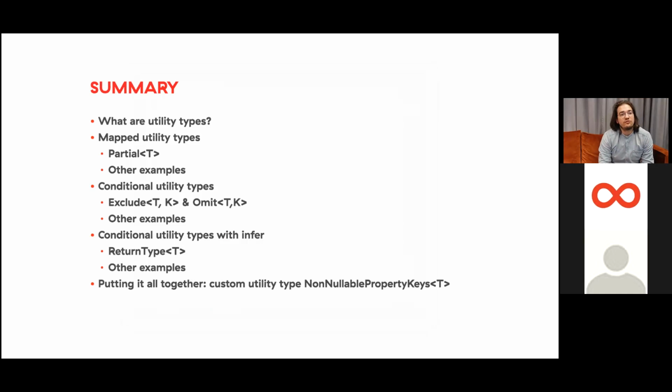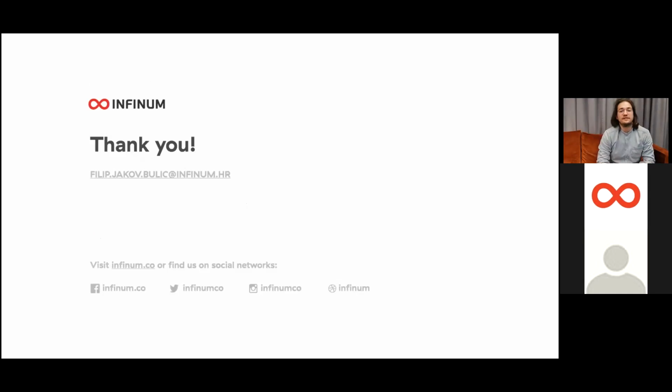So we've been through what utility types are. I've shown some mapped utility types with the desugared Partial. We've seen some other examples. We've seen conditional utility types, the desugared Exclude and Omit, and some other examples. We've seen ReturnType, which is a conditional utility type with infer, and some other examples. And we put it all together under the NonNullablePropertyKeys type, and let's say solidified our knowledge. And that's it.